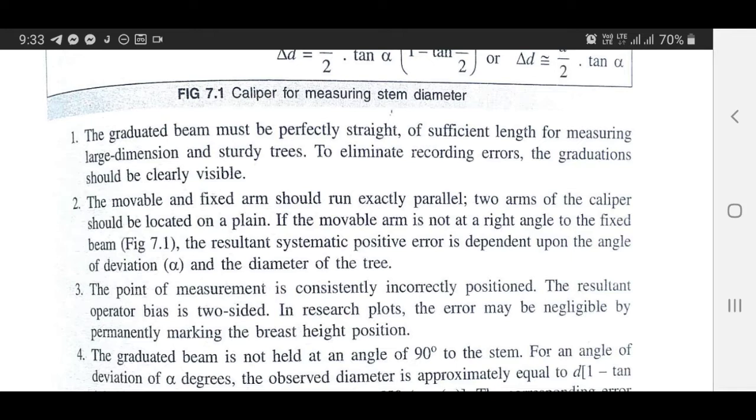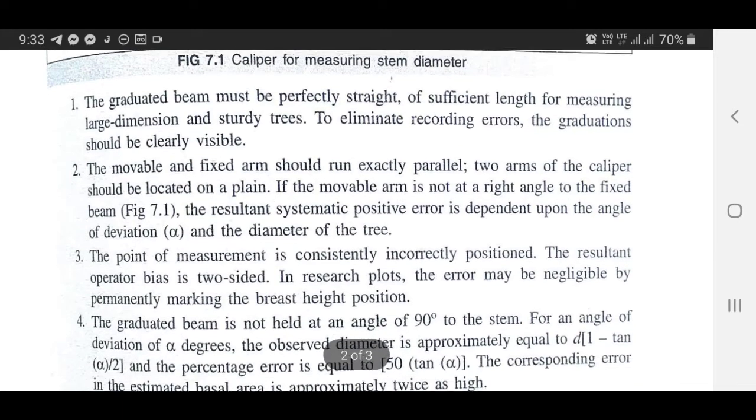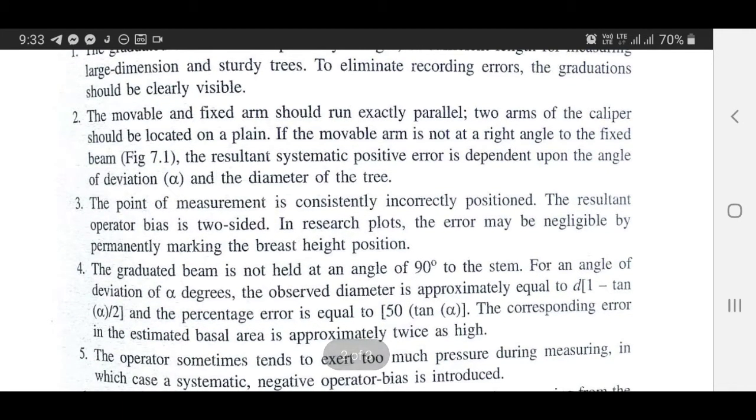If the movable arm is not at a right angle to the fixed beam, figure 7.1, the resultant systematic positive error is dependent upon the angle of deviation alpha and the diameter of the tree. The point of measurement is consistently incorrectly positioned. The resultant operator bias is two-sided. In research plots, the error may be negligible by permanently marking the breast height position.